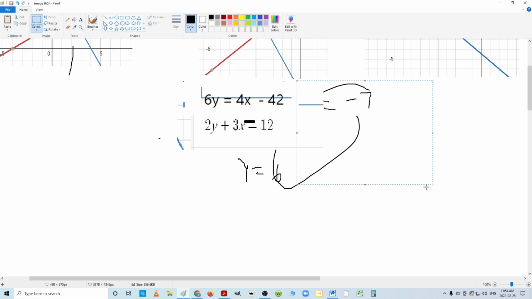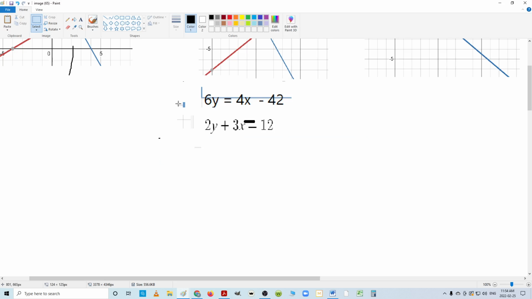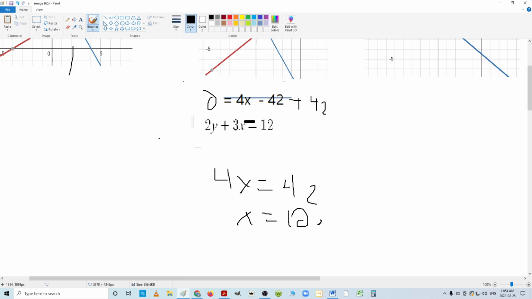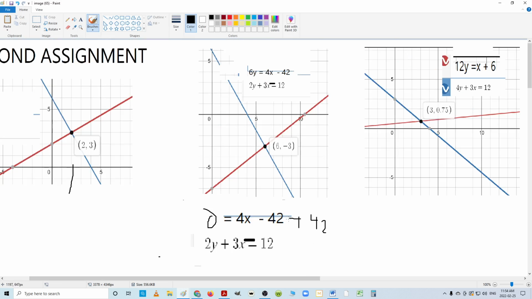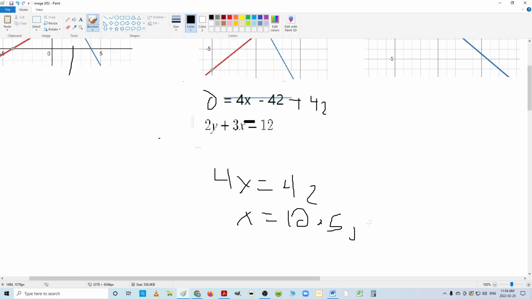Now what about my x-intercepts? X-intercepts occur when y is 0. 6 times 0 is always going to be 0. So I get this up here. I have to do a bit of algebra. I have to add 42 to both sides, and I get 4x is equal to 42. Then I have to divide by 4. And I get x is equal to 10 and a half, 10.5. So it's 10.5 comma 0.